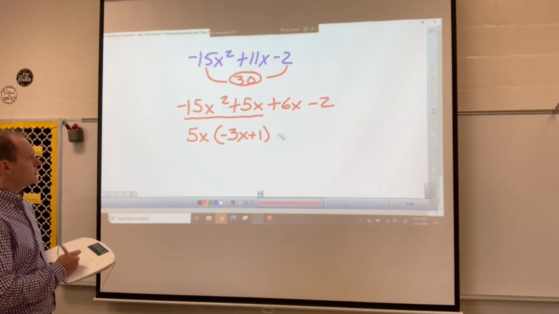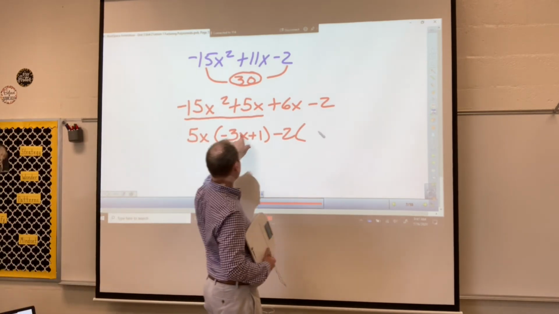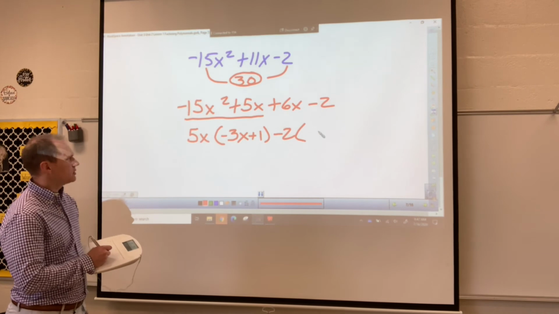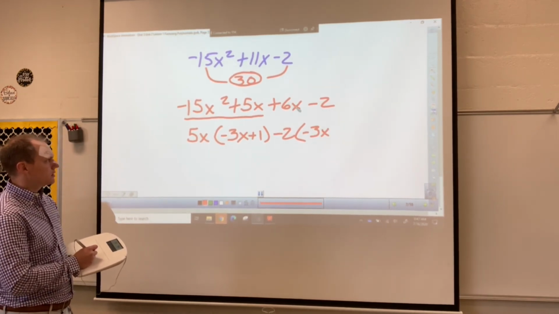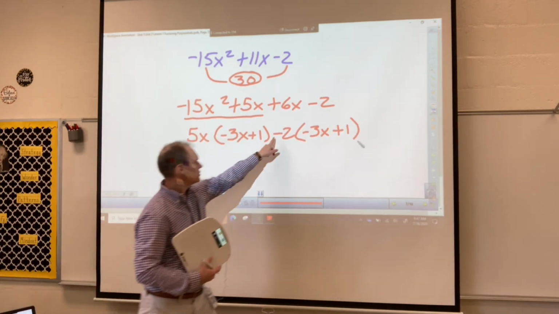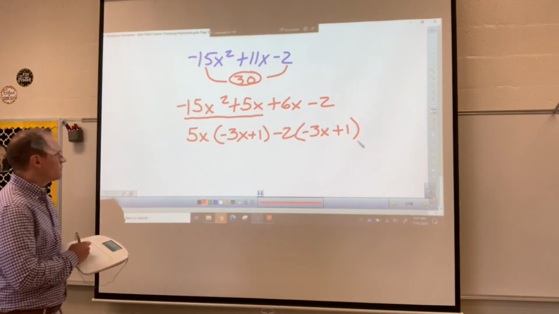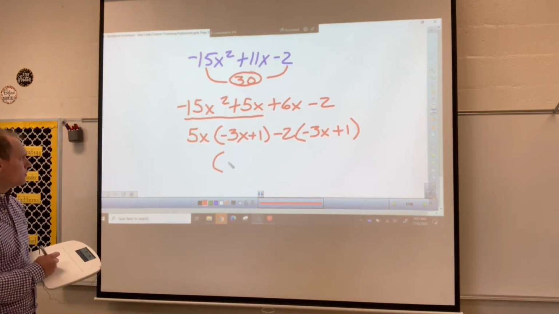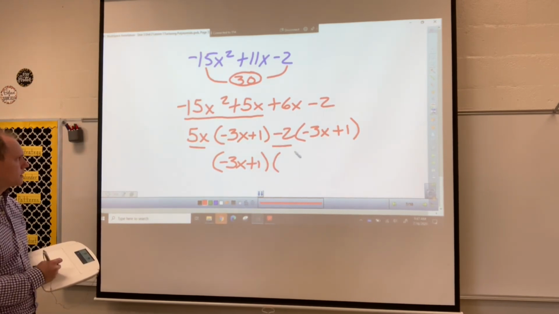I factor out a negative 2 here, because you want to be left over with the same thing that you have over here. Negative 2 does that, because negative 2 times negative 3x is 6x, and then plus 1, because negative 2 times 1 is negative 2. And then from there we can factor out a negative 3x plus 1 from the entire expression, leaving us with 5x minus 2.